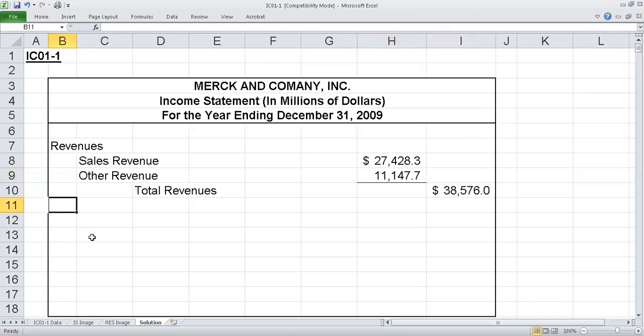Okay, so now we're going to do exactly the same thing with our expenses. So what is the biggest expense that we identified for Merck?